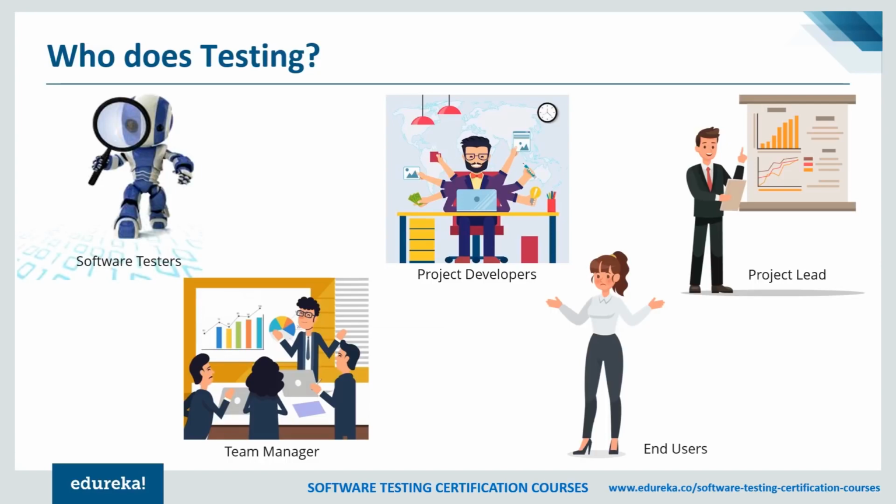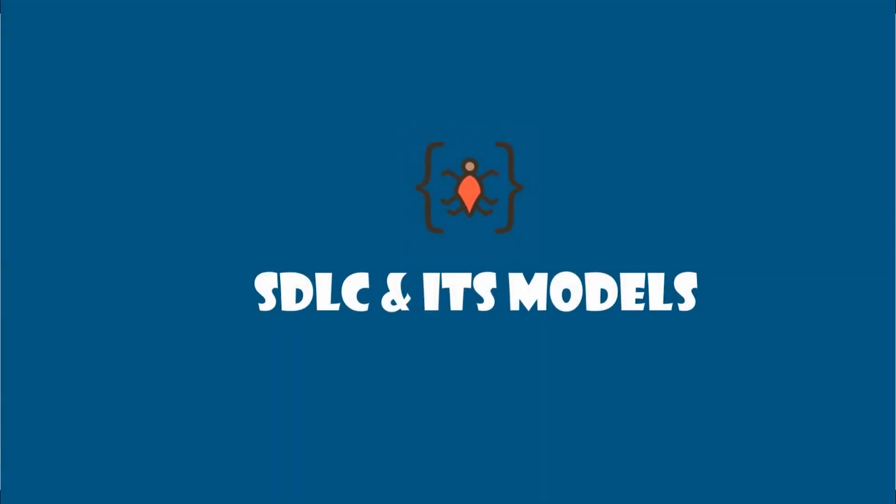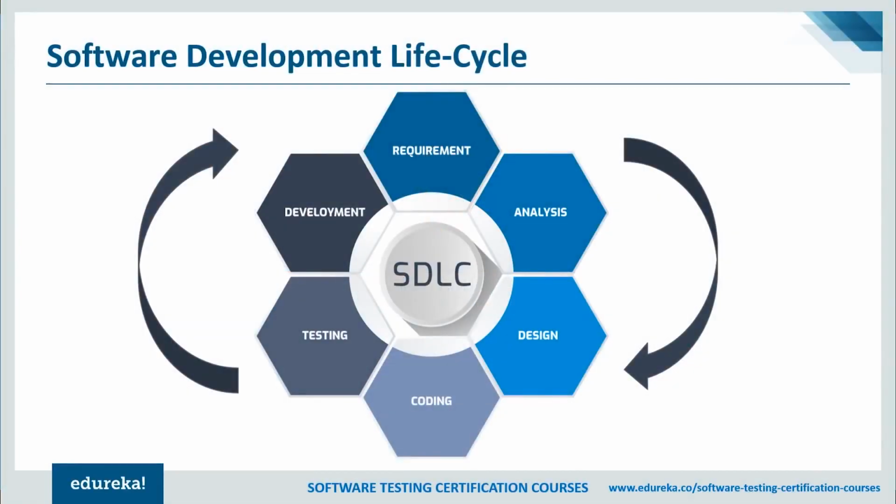Having understood this, let's see what is software development lifecycle. Software development lifecycle is a process used by the software industry to design, develop, and test high-quality softwares. SDLC, that is Software Development Lifecycle, aims to produce a high-quality software that meets or exceeds customer expectations, reaches completion within times, and cost estimates. As you can see here, it involves many phases, and let me explain each of these phases.